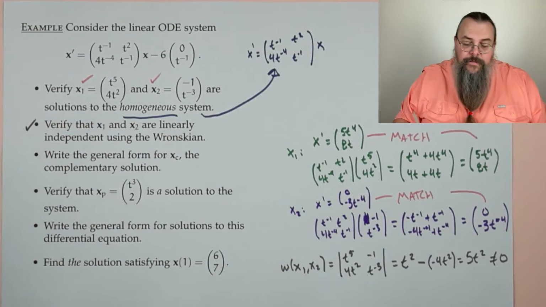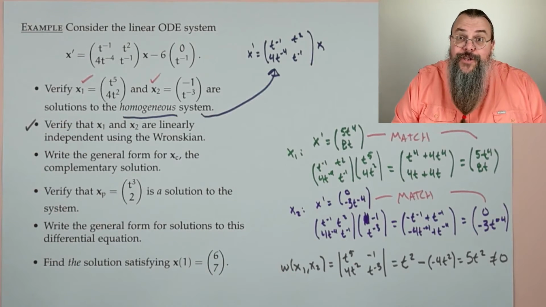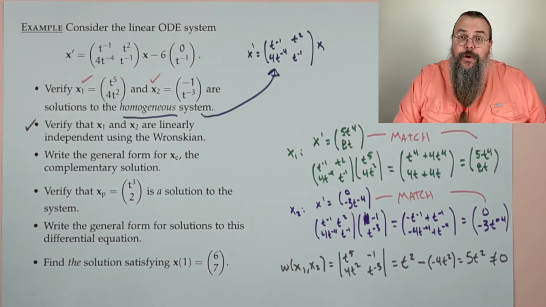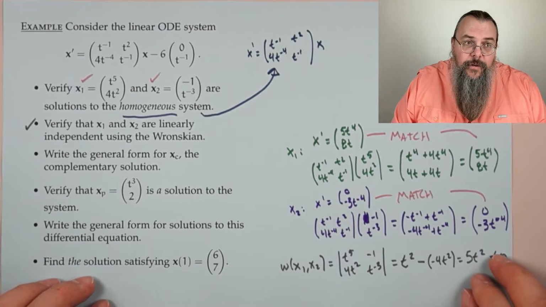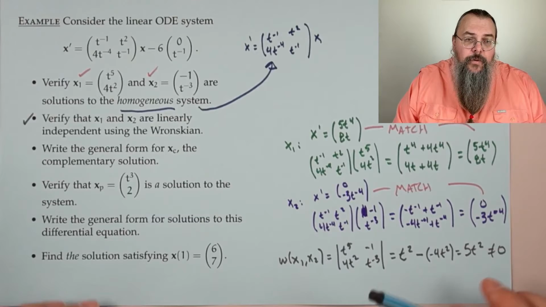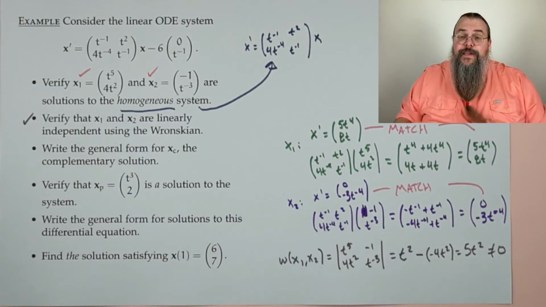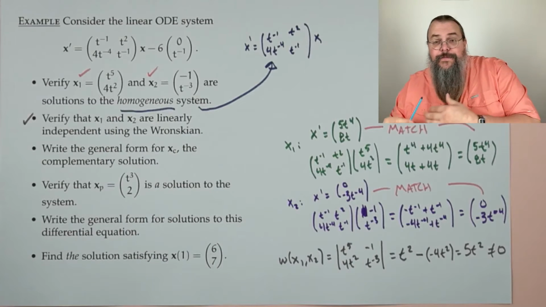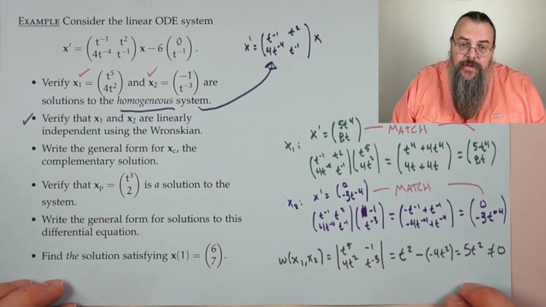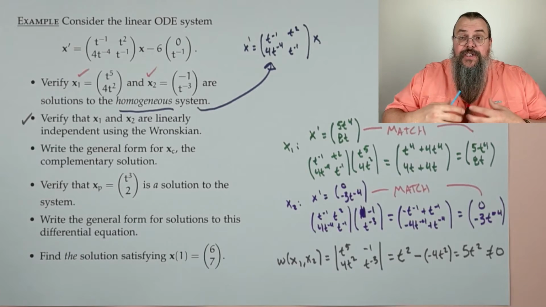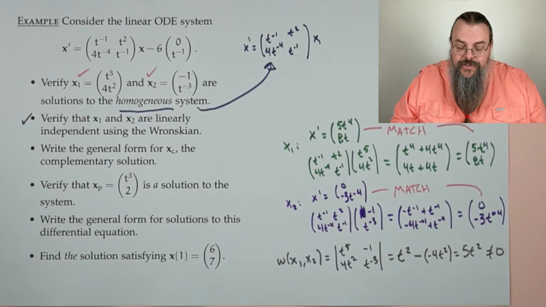Good. Now, write the general form for our xc. And that sounds like it would be hard, but actually we can build off of what we've done. Why? Because what have we done? Well, we took these two, x1, x2, we verified that they're both solutions. We verified that they're linearly independent, which means that they're each giving us something new. So what we can do now is superposition gives us all solutions.